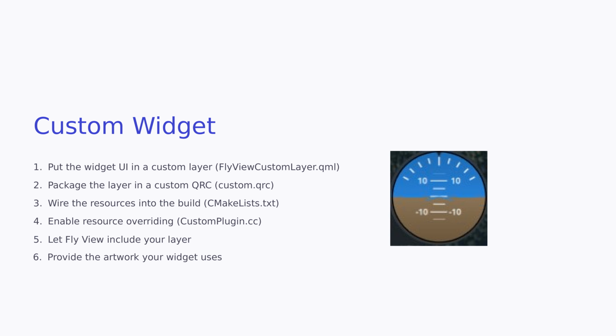The customization example includes a custom QML layer at custom example src flyview custom layer.qml. This file draws a fake attitude widget and positions it using the flyview tool insets API so they don't collide with the other controls. Let's walk through the steps that make that happen.